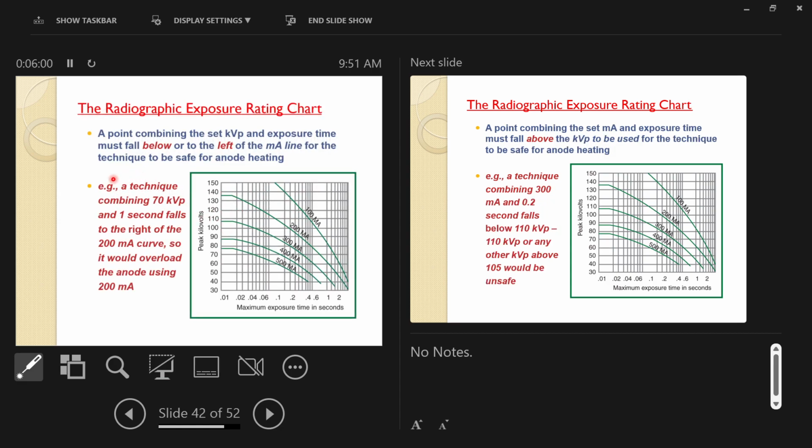As well, you'll have to be able to set, and what's really nice is the circuitry pretty much does this for you, but you can ask, for a given kilovoltage, a given MA, what's my maximum exposure time my system can manage? Or, for a given MA and exposure time, what's the maximum kilovoltage? So there's three things on this graph.